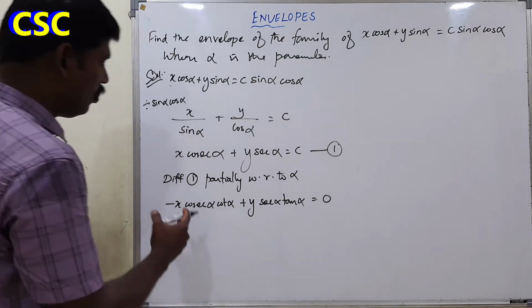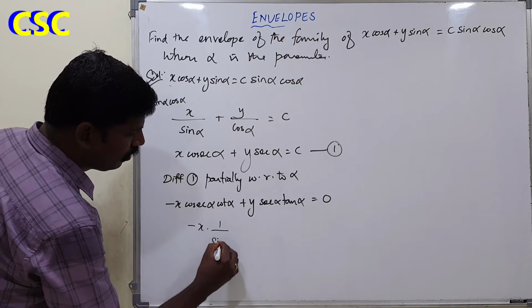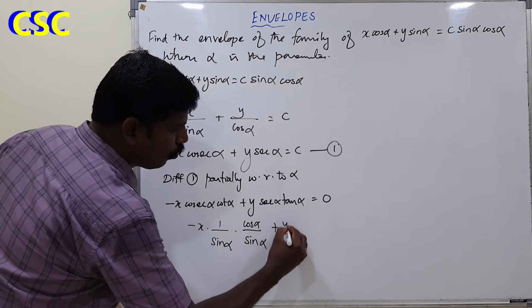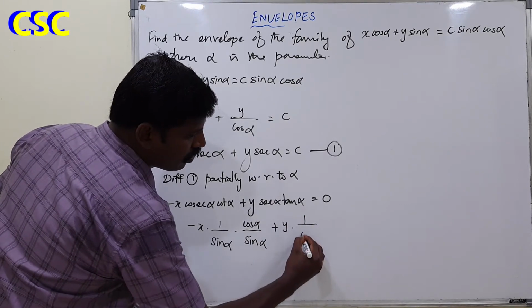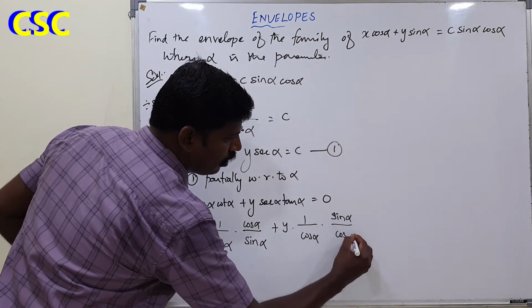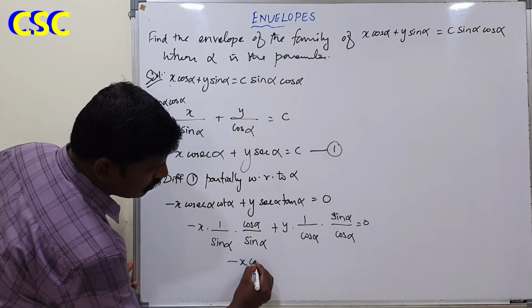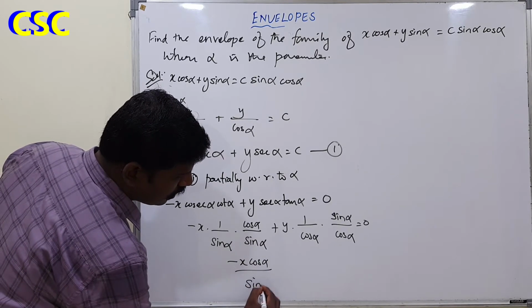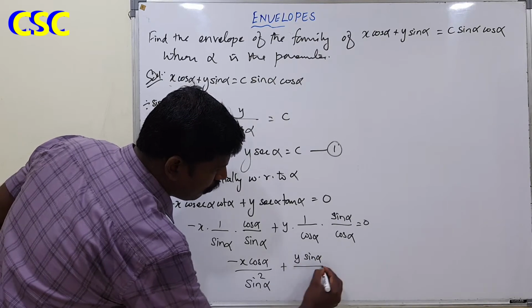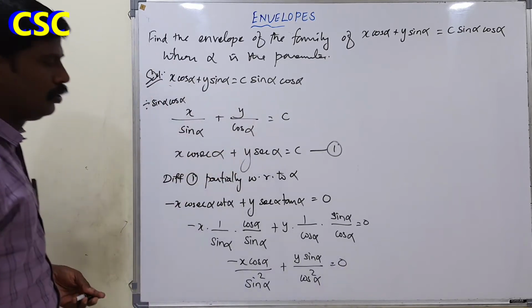Right. So we can rewrite it as minus x into 1 by sin alpha, cot alpha becomes cos alpha by sin alpha, plus y into 1 by cos alpha, tan alpha can be written as sin alpha by cos alpha, equal to 0, right? So minus x cos alpha by sin square alpha plus y sin alpha by cos square alpha equal to 0.